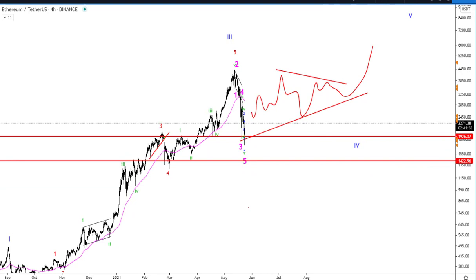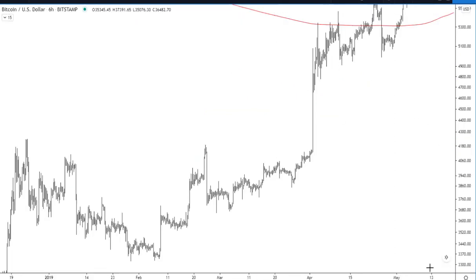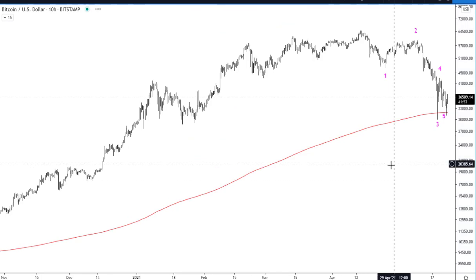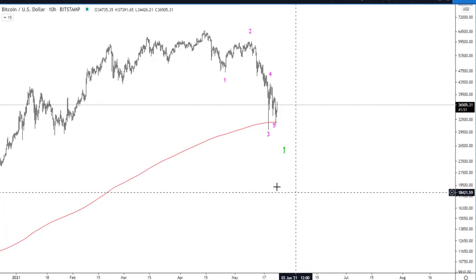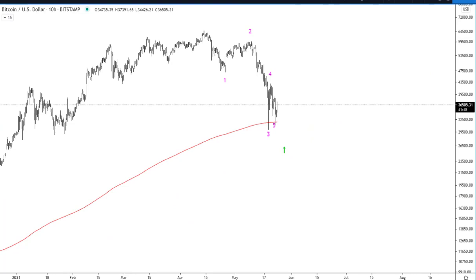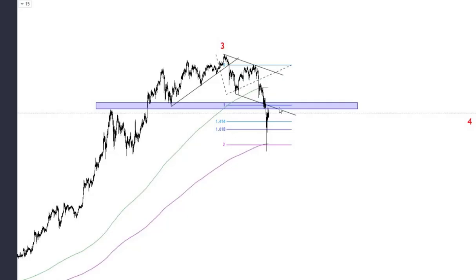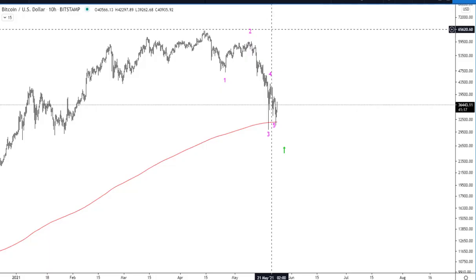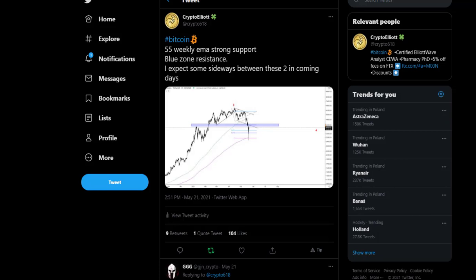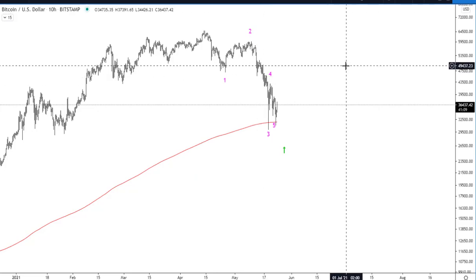Alright. For Bitcoin, I mean, I repeated a few times that we had this. So I said, you know, this is resistance, this is your support. It's very likely we're gonna retrace from there and move sideways between these two for a while. So the support is the 55 weekly EMA, right? So that's what we did.